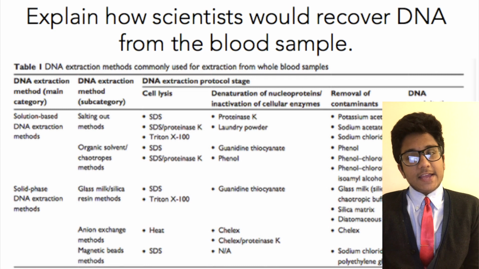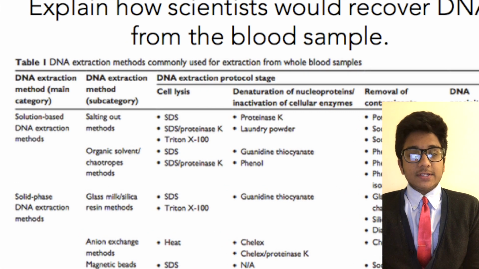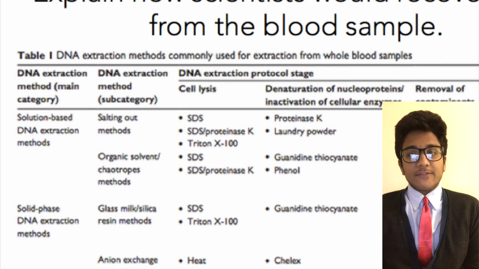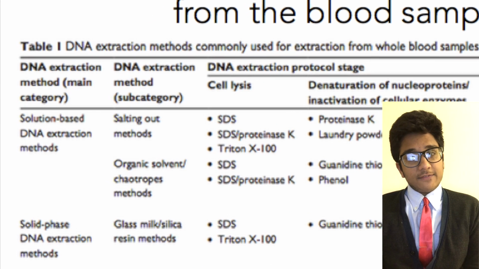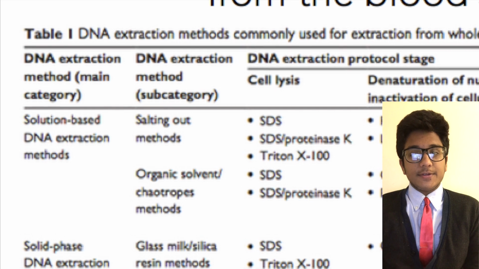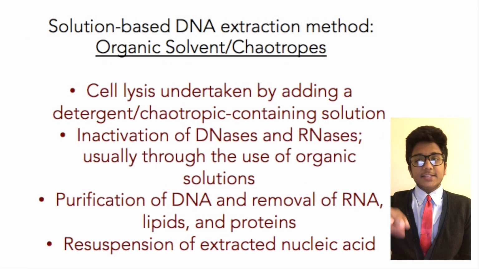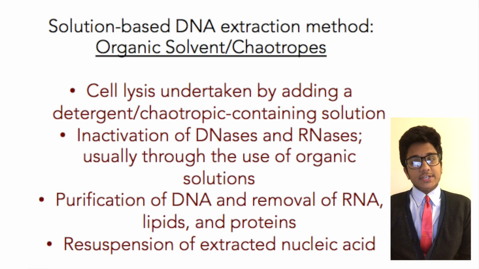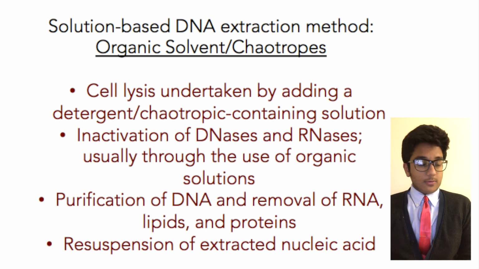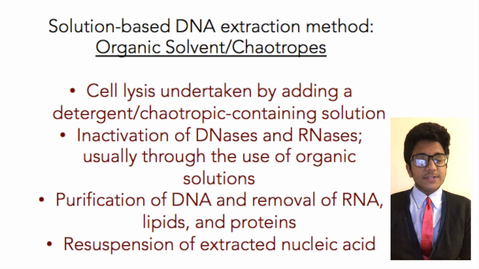Starting off with extracting DNA from a blood source, as you can see on my chart to the left here, there are many ways to extract DNA from a blood sample, but the best method for HIV is a solution-based DNA extraction method. More specifically, the organic solvent, chaotropes method. In this method, cell lysis is undertaken by adding a detergent, chaotrope containing solution. Followed by an activation of DNases and RNases, usually through the use of organic solutions. Then, purification of DNA and removal of RNA, lipids, and proteins. And lastly, resuspension of extracted nucleic acid.